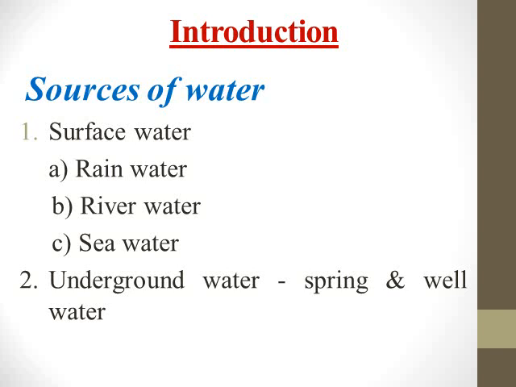The sources of water include: the first source is rainwater, the second is river water, the third is sea water, and the fourth is underground water. Underground water is spring water as well as well water.